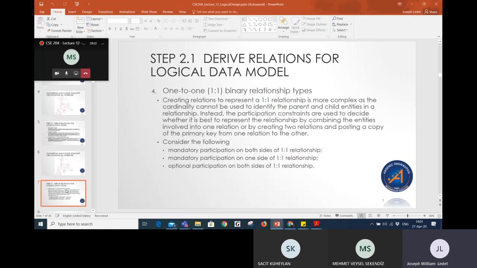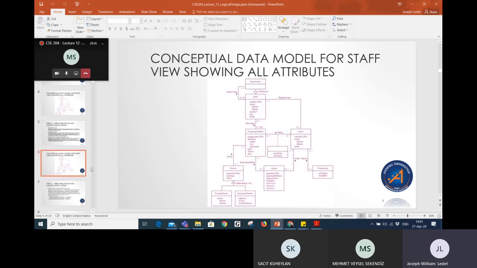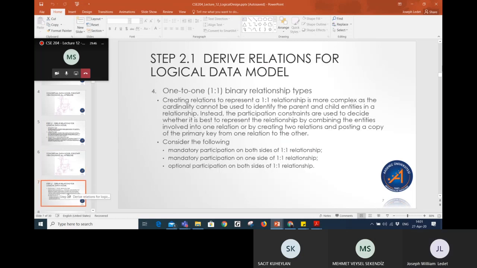One is mandatory participation on both sides. This would be an example of mandatory participation on both sides. A client has a preference. A preference must have a client. So a client has one and only one preference, and a preference has one and only one client. That would be mandatory participation on both sides.